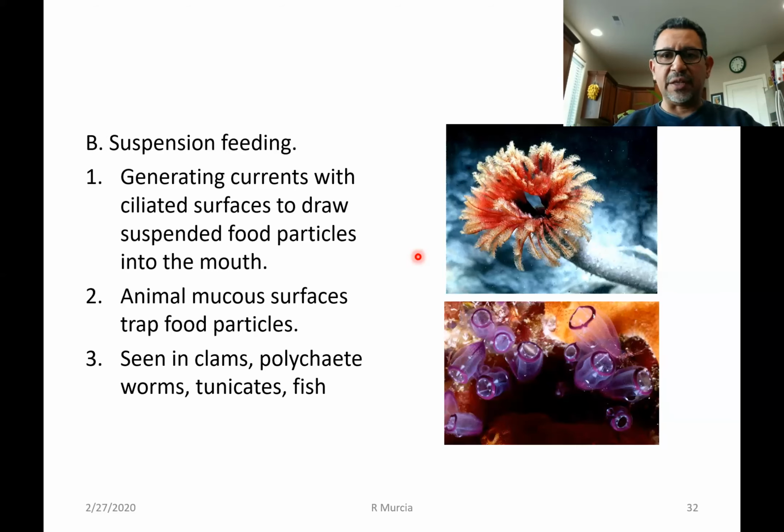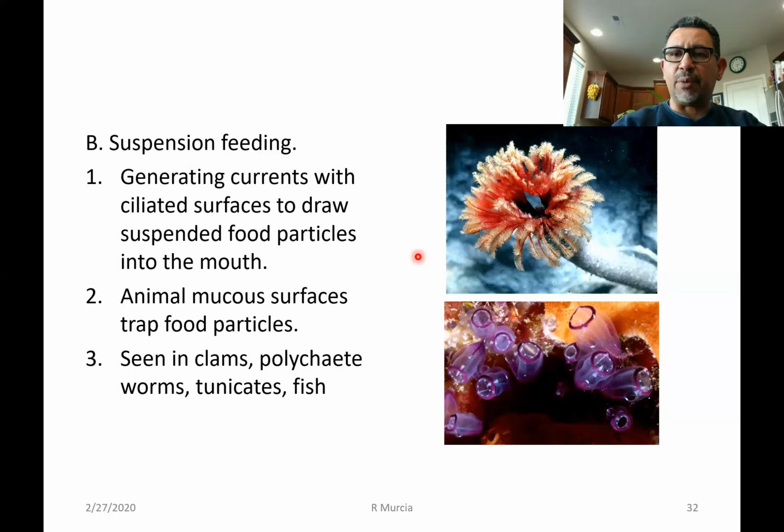What animals can do this? You can see it in clams. Clams have modified gills that allow for the cilia lining the gills to secrete the mucus and also then guide, with the action of the cilia, the suspended food particles trapped in mucus in the direction of the mouth.